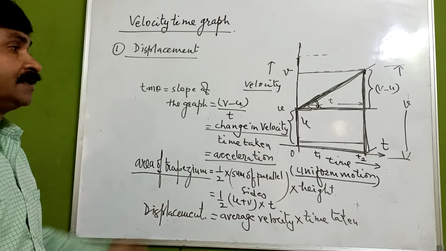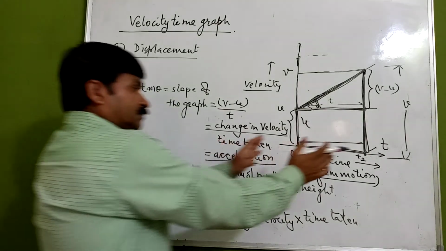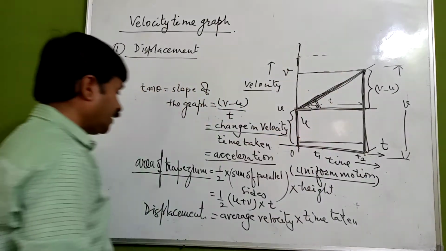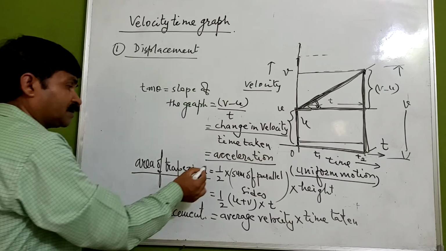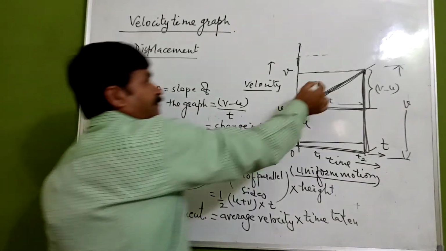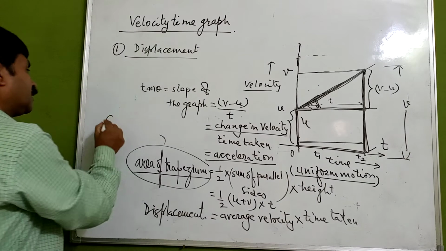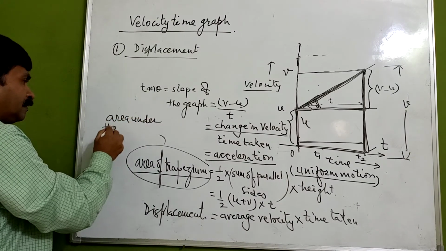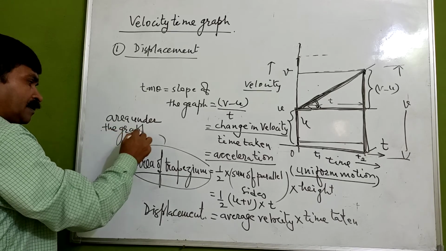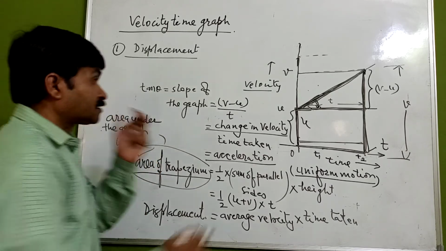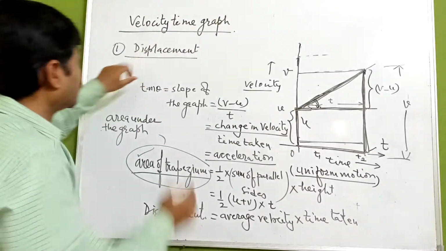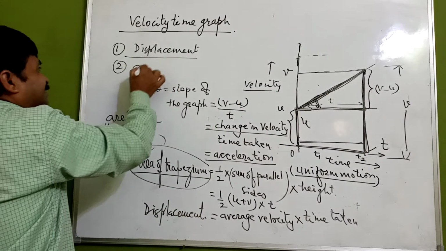So time taken here, this multiplied with this average velocity which is giving a displacement. This is the area under the graph. Again, area under the graph. Again what we are getting means from velocity time graph, what we are getting first thing is displacement, we have got acceleration.